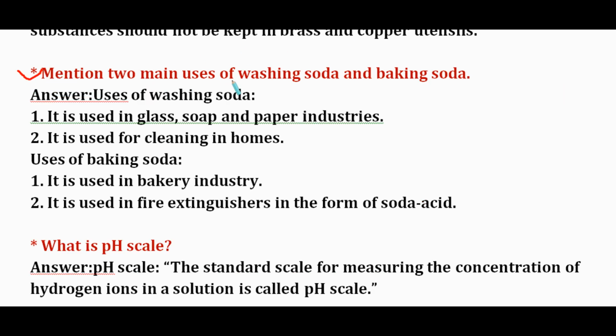Mention two main uses of washing soda and baking soda. First of all, see uses of washing soda. It is used in glass, soap, and paper industries. It is used for cleaning in homes. Use of baking soda: it is used in the bakery industry. It is used in fire extinguishers in the form of soda acid.